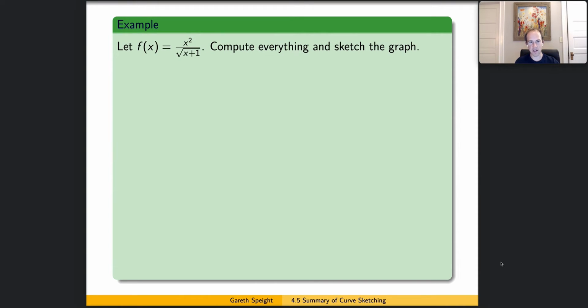Here let's see an example. Here is x squared divided by the square root of x plus 1. Let's try to compute everything and try to sketch the graph. To save us some time, I'm going to have computed a lot of this stuff earlier. Otherwise, it would be really boring.